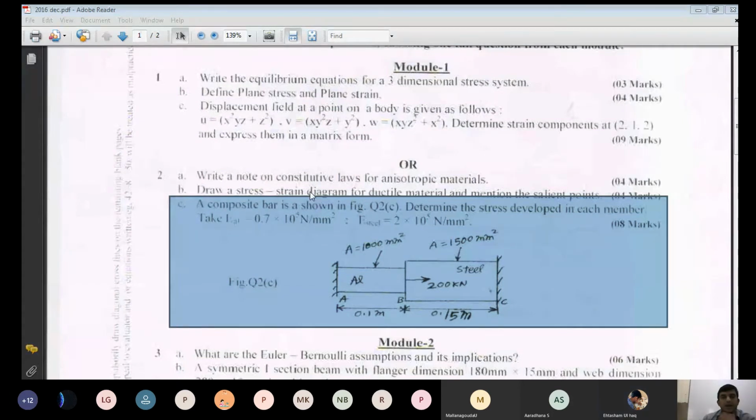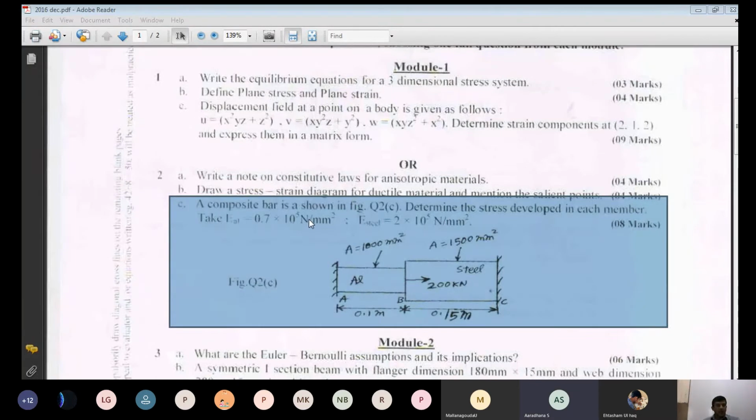Now take the solution, write the given data, and call the aluminum portion as portion 1 and the steel as portion 2. Then write the given data: Young's modulus for aluminum and Young's modulus for steel. Now how do you solve this problem? What is the approach? Equilibrium condition.